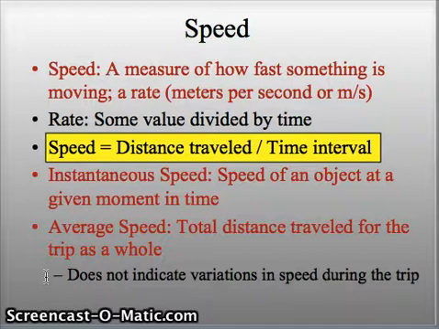Now, the question I'm going to ask is, is there any time in which an instantaneous speed and average speed would be the same? So think about that, write that question down, and then see if you're able to answer that question tomorrow.